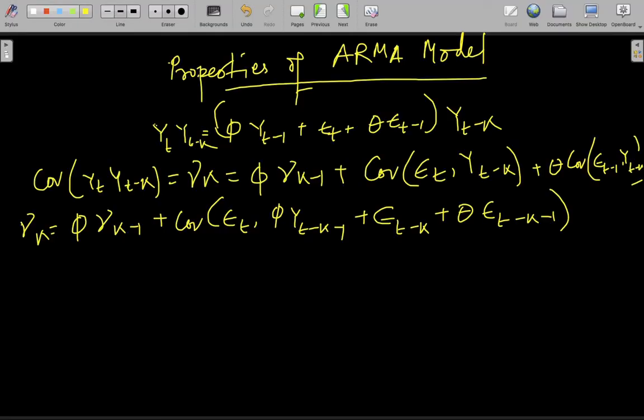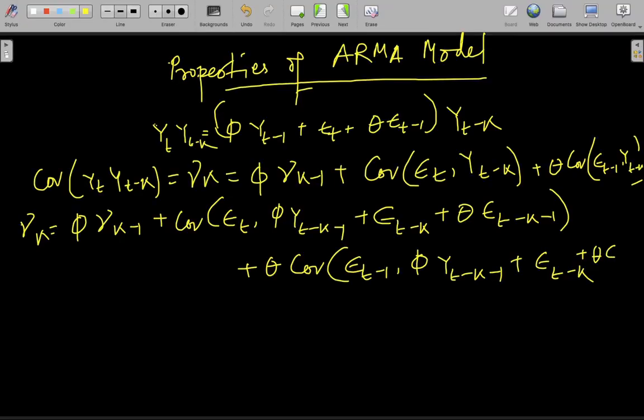And the last term is going to be theta times the covariance of et minus 1 and yt minus k, and again I will be replacing that yt minus k with the right hand side of my ARMA model equation. So phi yt minus k minus 1, and then I will have et minus k, because I have t minus k instead of t now, and the third term is theta et minus k minus 1. Okay, so now it will be simple. This part is a little complex, probably not so good looking, but now it is going to be simple.